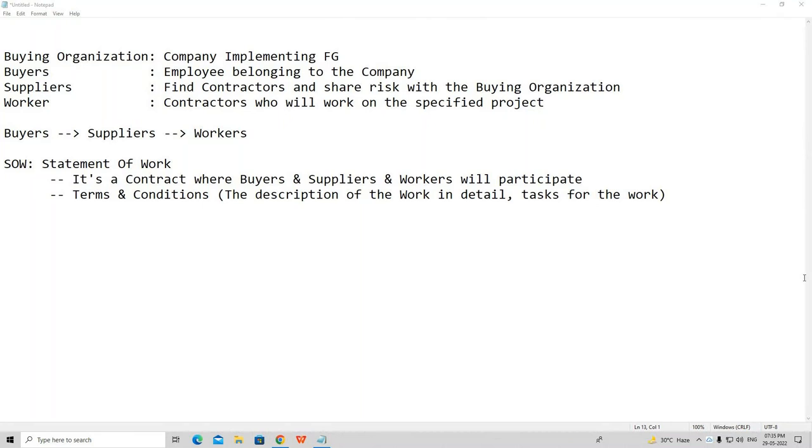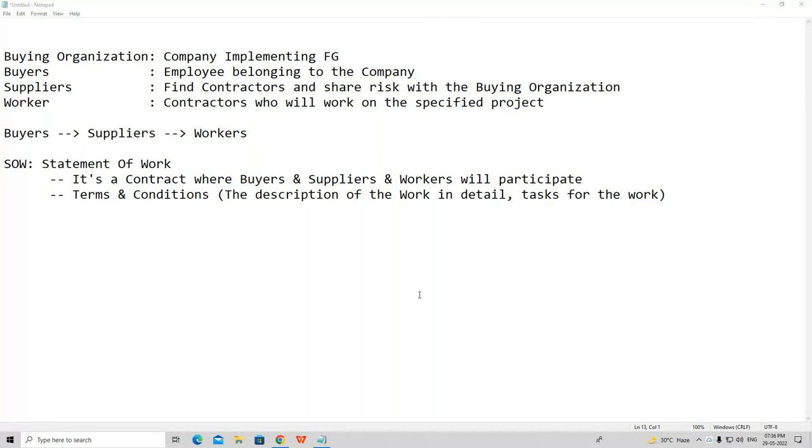Okay. Now, I think a lot of responses came. Many of you are saying three. Some of you are saying one. Some of you have written one SOW for multiple workers. So, let us try to understand. What's the end result? Don't look at the number of workers over here. What is the end result? The end result is Fieldglass implementation. How many Fieldglass implementations? Only one.